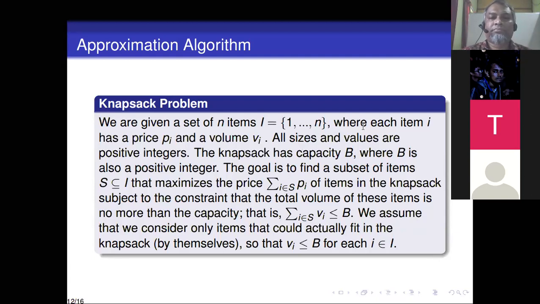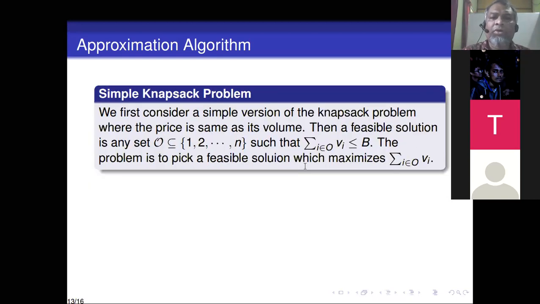So this is the knapsack problem. Everybody, we know this problem. Is it okay? Yes, sir. Okay. Now we consider a very simple version for studying, that is, we are playing with the knapsack problem.